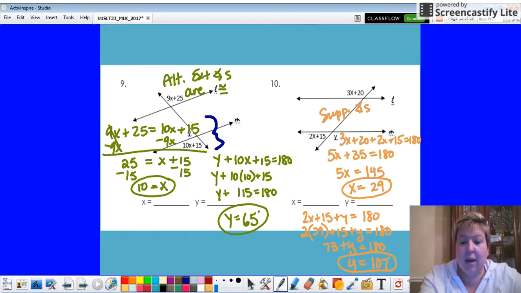In number 10, these are supplementary angles because they are a linear pair, or you can think about them being alternate, or not alternate, but same side exterior. Same side exterior angles are supplementary. So again, I plugged it in. 3x plus 20 plus 2x plus 15 is equal to 180. And when I solved, I got that x was 29.